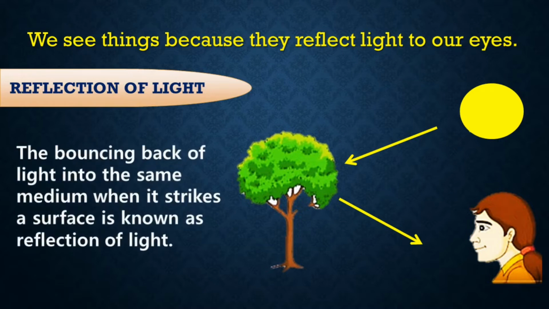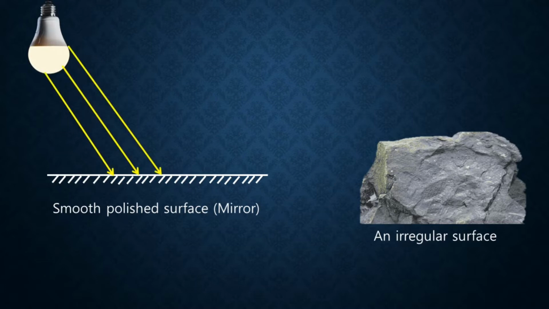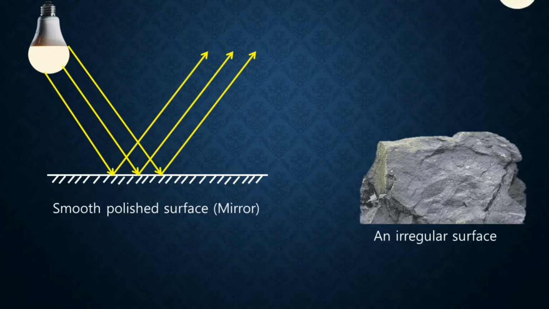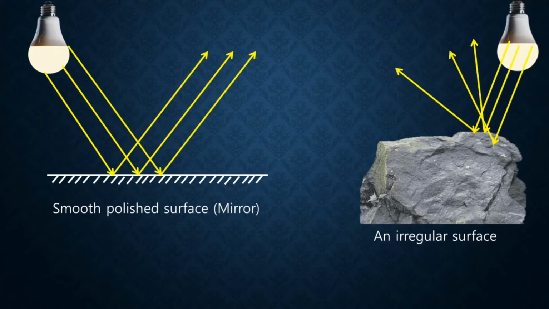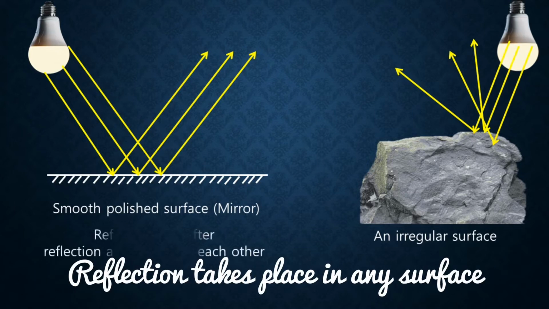We can define reflection as the bouncing back of light into the same medium when it strikes a surface. We can see a smooth polished surface, a mirror, and an irregular surface which is a stone. Light from a bulb is falling on the polished surface and you can very clearly see that the light rays are getting reflected. Similarly, the light rays falling on the irregular surface also get scattered or reflected. That means reflection can take place on any surface.